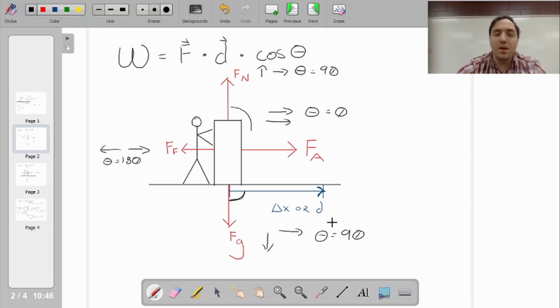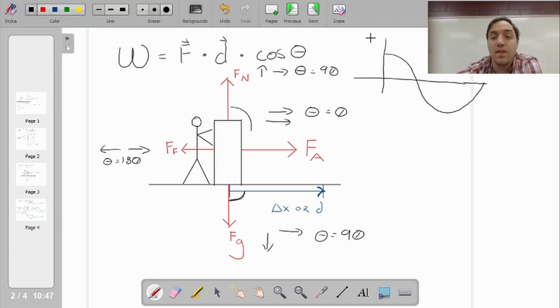Now, if you remember anything about cosine, cosine looks something like this. At 0, cosine equals 1. At 90 degrees, cosine equals 0. So what that tells us is that any force acting at a right angle must be doing 0 work. So the force of gravity and normal force in this situation are doing no work. Friction is going the opposite direction. At 180 degrees, your value is -1. So friction's doing negative work.